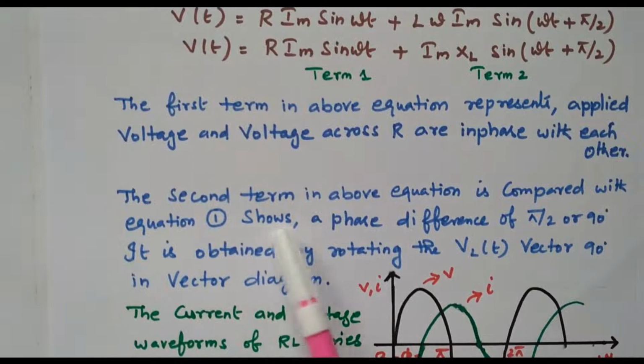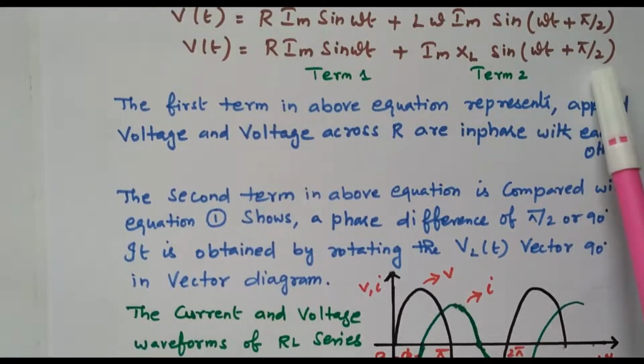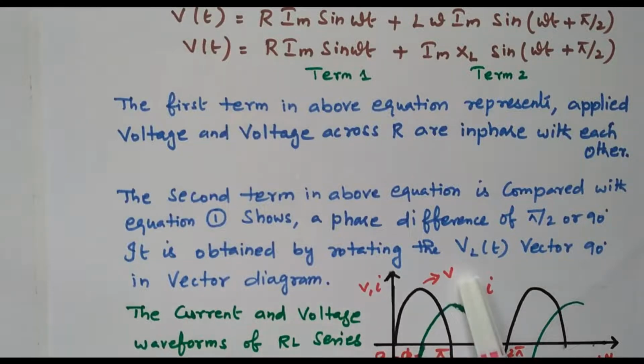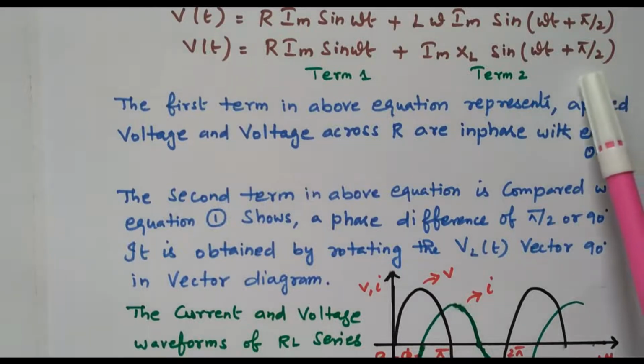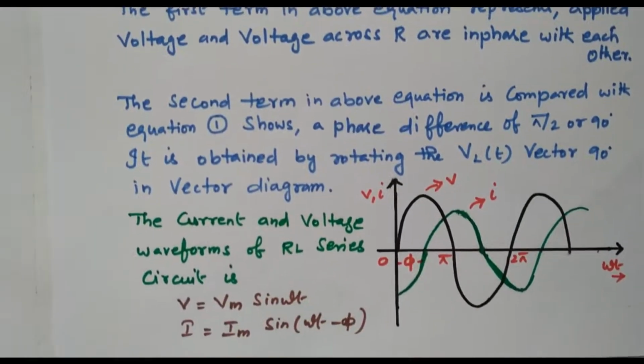The second term in the above equation, compared with equation 1, has a phase difference of pi by 2, or 90 degrees. There is a phase difference of pi by 2 or 90 degrees between this voltage and current. It is obtained by rotating the VL vector 90 degrees in the vector diagram. So due to that, the voltage across the resistor and the voltage across the inductor differ by 90 degrees. That is indicated by this equation. Based on that, we can draw the waveform.